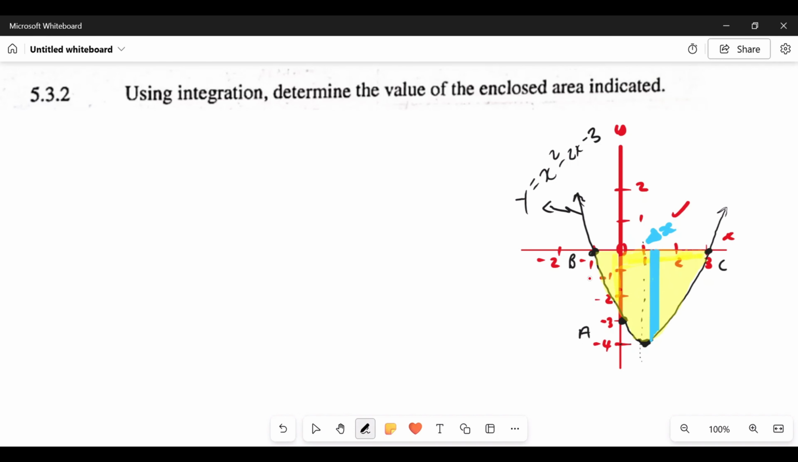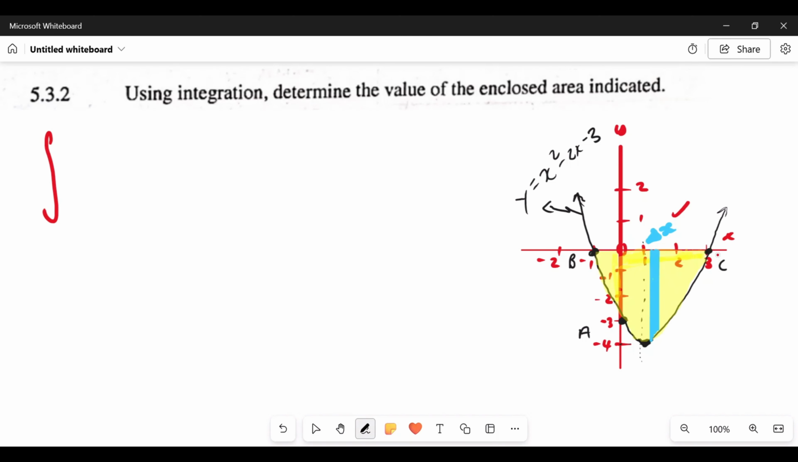So guys, when we calculate the value of the area, we're going to use definite integrals. Again, if you don't know much about definite integrals, you can go to the playlist. I've made lots and lots of videos on definite integrals. But first of all, you need to know what your upper limit and your lower limit are.